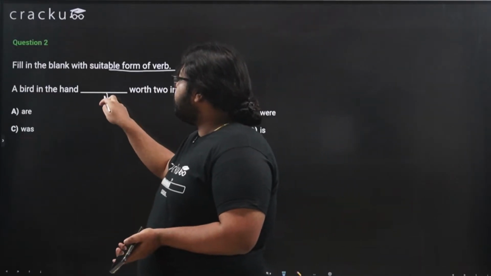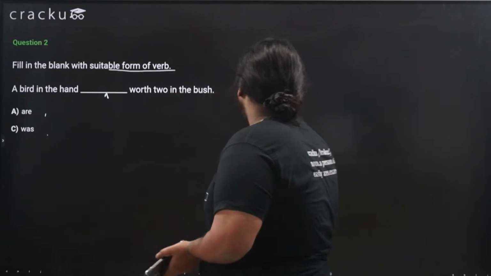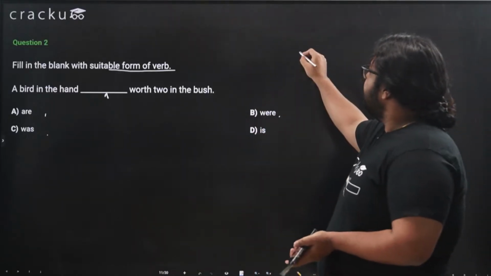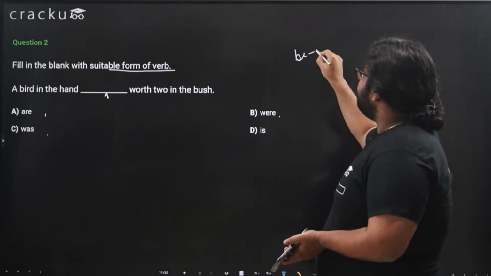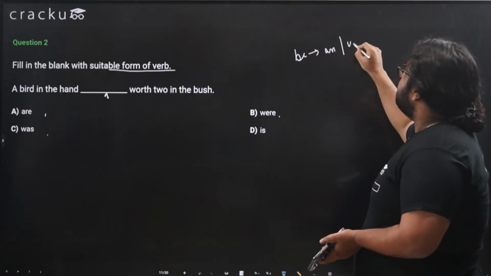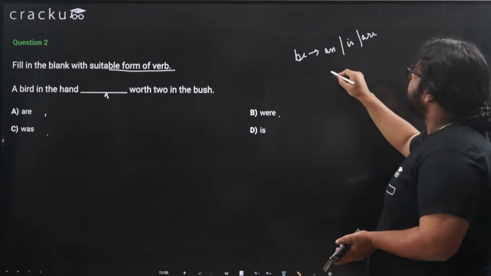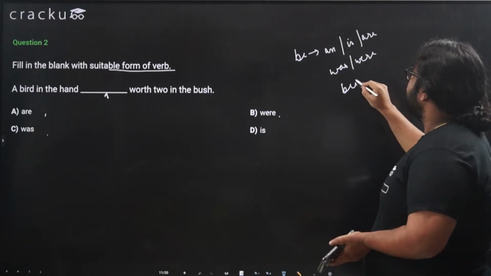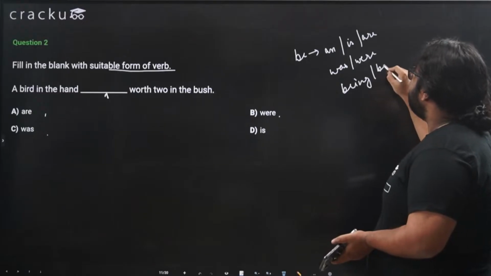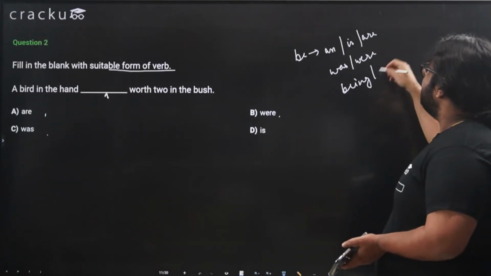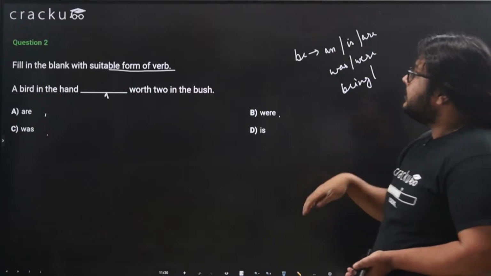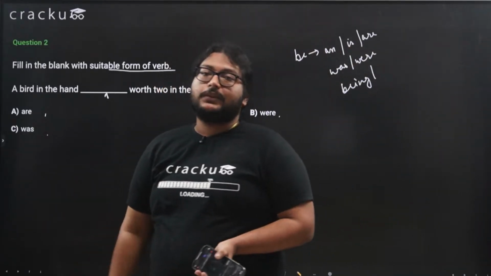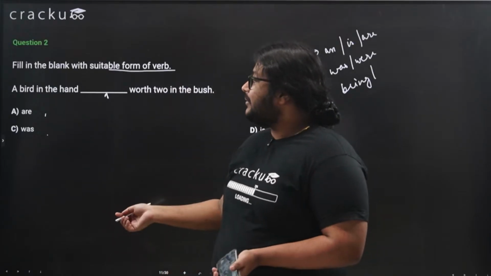Here we need to use a verb: are, was, were, and is. These are be verbs essentially. Be verbs encompass am, is, are, was, were, and being. Also been, sometimes people will say, but these are the be verbs. So here the question is on subject verb agreement. What is the subject in this sentence?